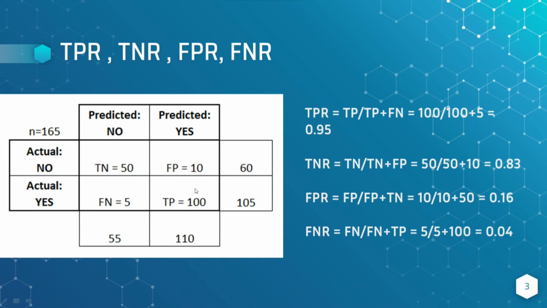True negative rate. True negative rate is this row, this value. So TN equals 50. So 50 divided by 50 plus 10, which gives us 0.83. Now let's calculate false positive rate. False positive rate is 10 divided by 10 plus 50, which gives us 0.16. Then false negative rate means false negative divided by false negative plus true positive. So 5 divided by 5 plus 100, which gives us 0.04.